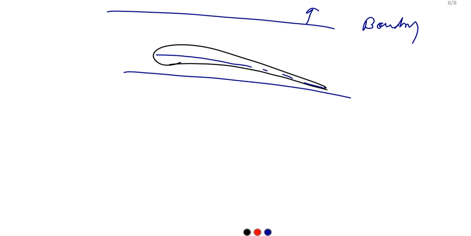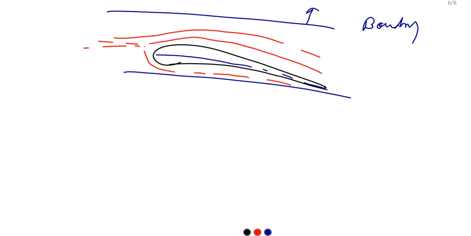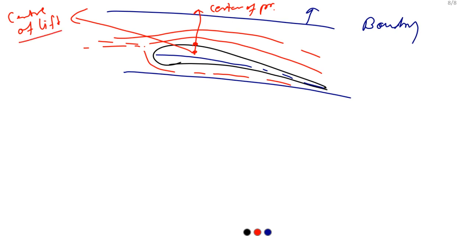Fine. So what is happening here, if the air is coming in this way and going down, certain air from the upside, at this particular point at the maximum curve, this is called the center of pressure. You can note this point. The center of pressure is also called the center of lift.